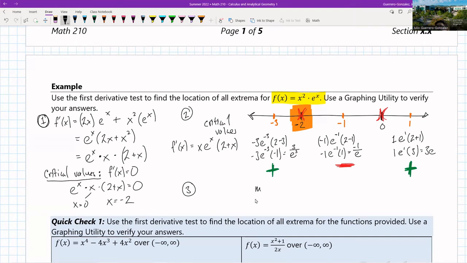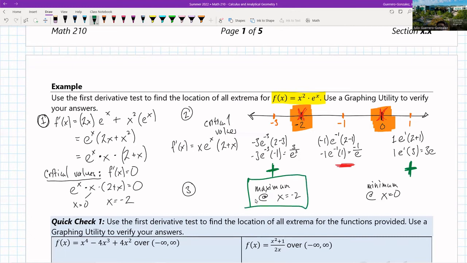So according to the first derivative test, this means we have a maximum. And then likewise, if we do x equals 0, our second critical value, the slopes before are negative and the slopes after are positive. Okay, that means we have a minimum. And that is it.